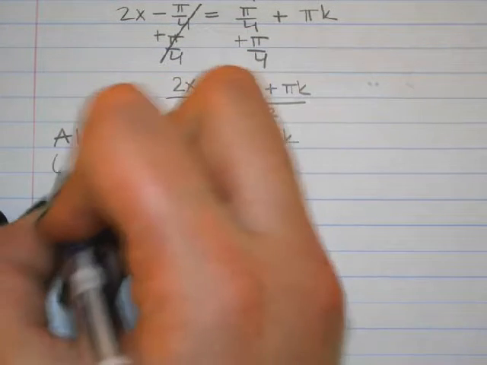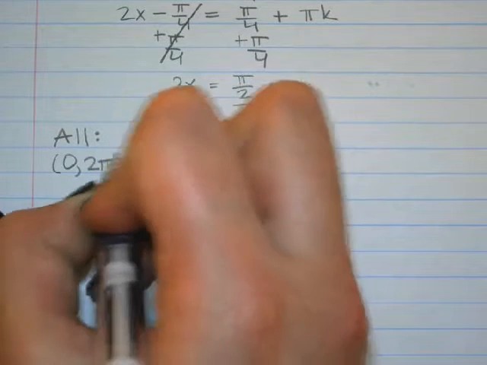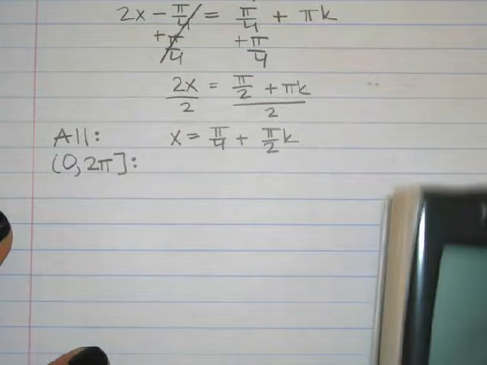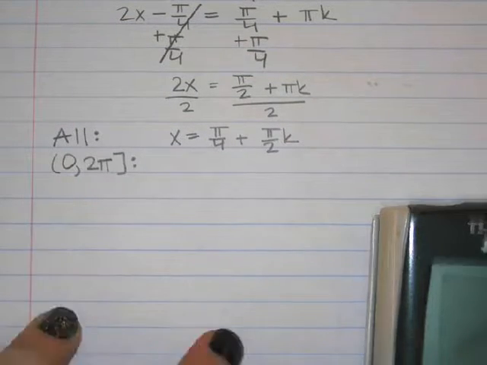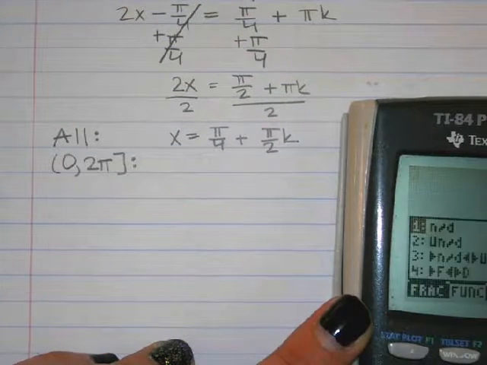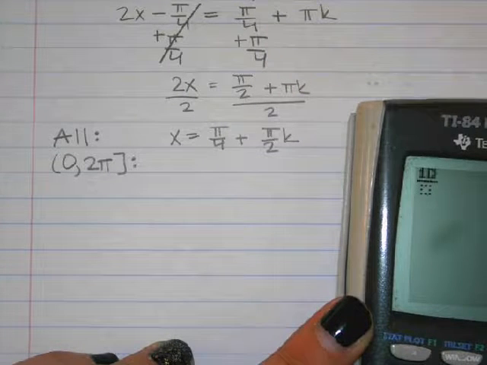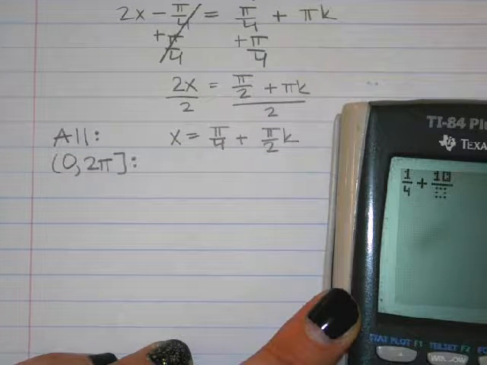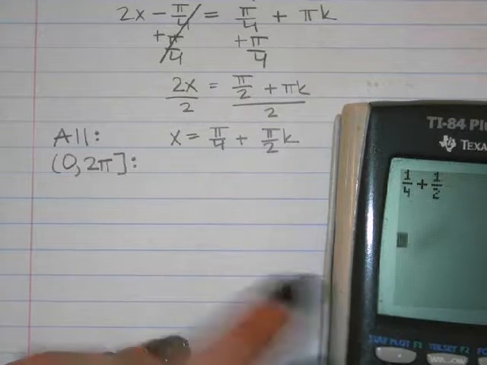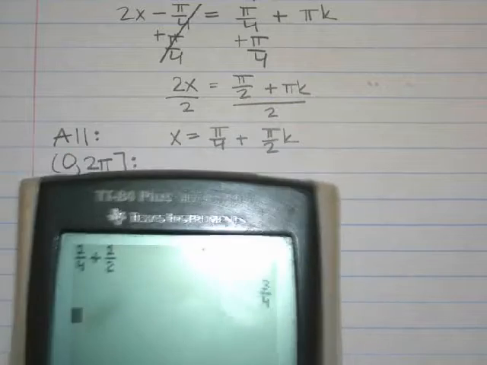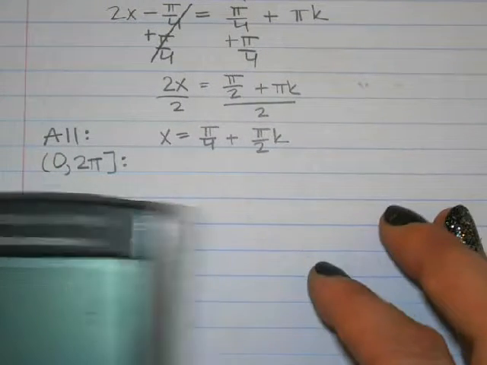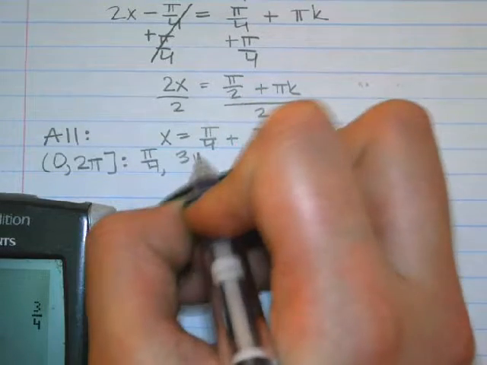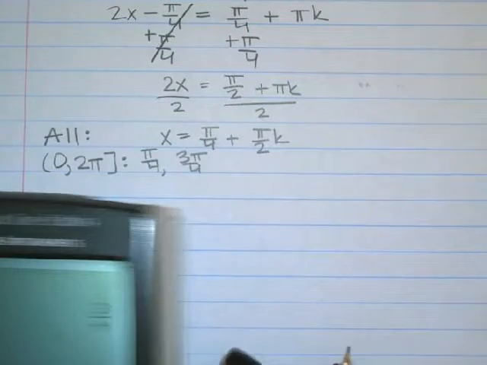If we want to find our 0 to 2 pi solutions, I start off with the 1/4 on my calculator. And I add 1/2. And so I've got pi fourths and then 3 pi fourths. And then I'm going to add 1/2 again.